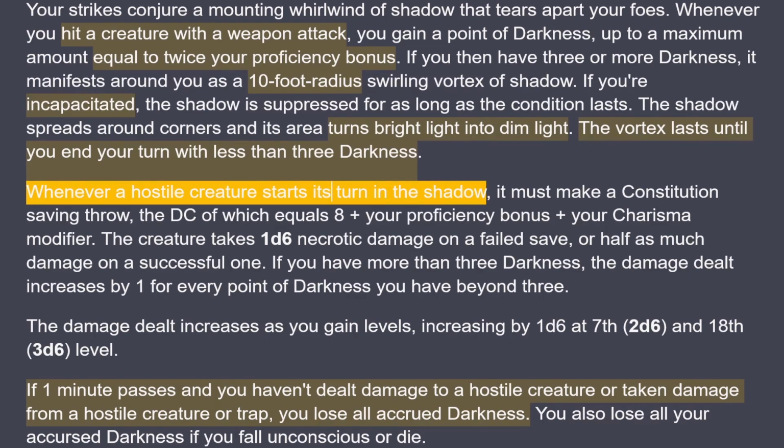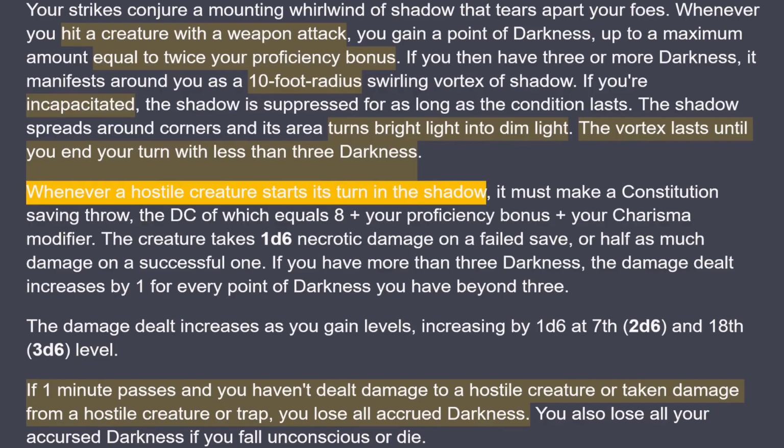Maybe it makes it a little bit more interesting, but it could also mean that you just never get to use this, because the enemies are constantly running away far enough out of your aura that they're just never starting their turn there, because they know better. And so if you never get an enemy within your aura, it's like a dead feature. Just like if you never hit with a weapon attack, it's a dead feature.